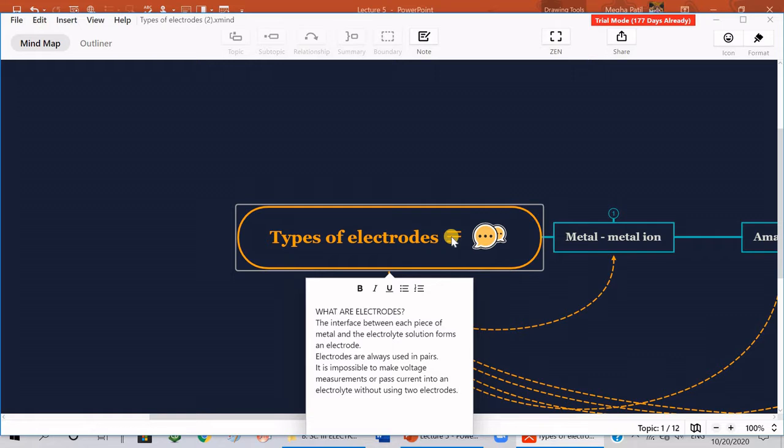They may or may not participate in the reaction. Means in any electrochemical reaction, what is there? That is the conversion of electrical energy into chemical energy or chemical energy into electrical energy. So in these reactions, the electrode may or may not participate, and the electrodes are always used in pairs. Means for oxidation and reduction reactions there is a need of 2 electrodes, and it is impossible to make a voltage measurement or pass current into any electrolytic solution with a single electrode.